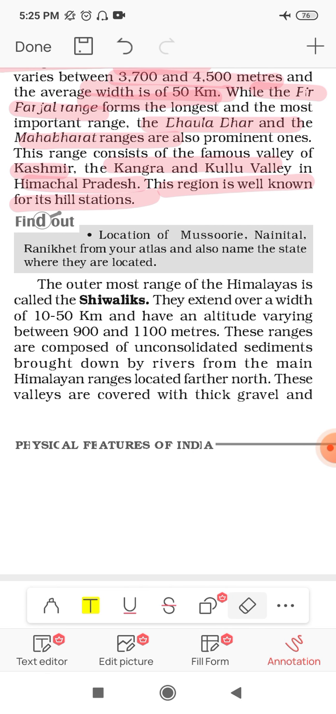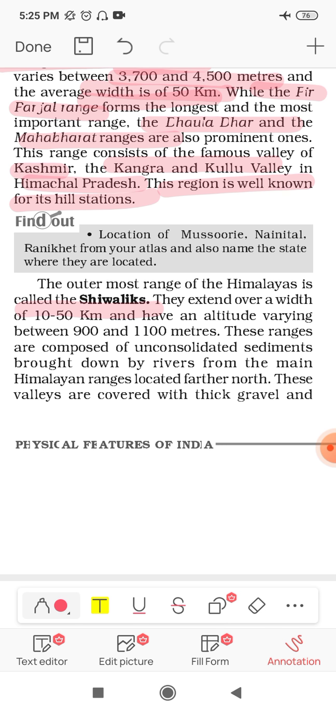So the outermost range or the southernmost range of Himalaya is Shivalik Himalaya. Okay, it is Shivalik Himalaya. The outermost range of Himalaya is known as Shivalik Himalaya. It extends over the width of 10 to 50 kilometer, and the altitude is very low compared to other ranges of Himalaya. It is within 900 to 1100 meters. Okay, so this is the outermost range of Himalaya. It is within only 900 to 1100 meters, and the width is very very less, only 10 to 15 kilometer.